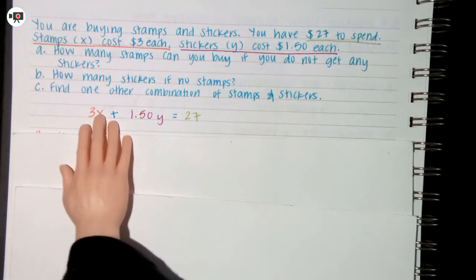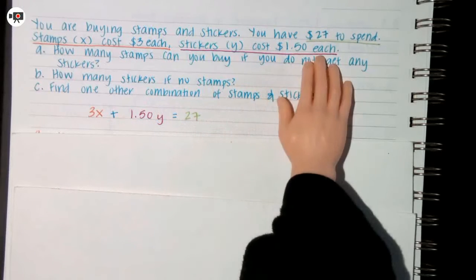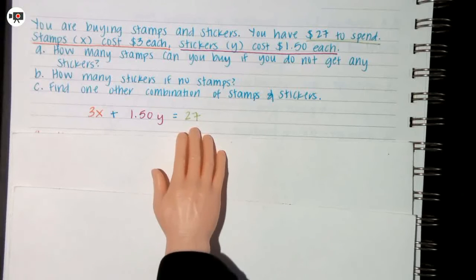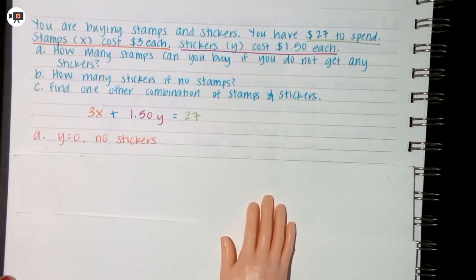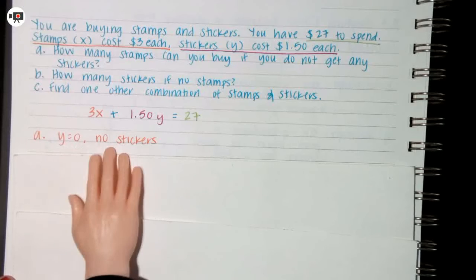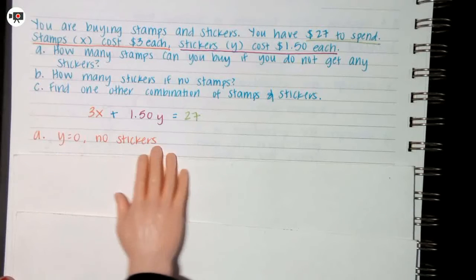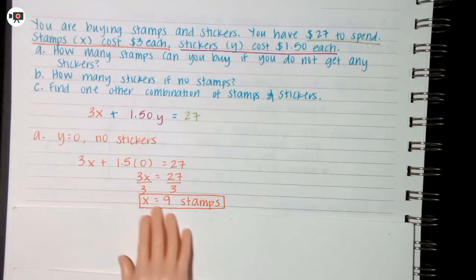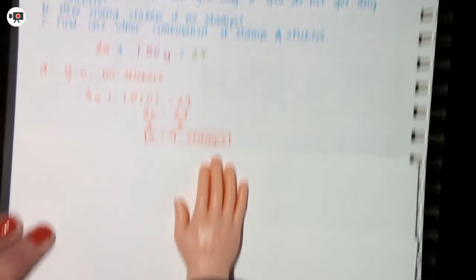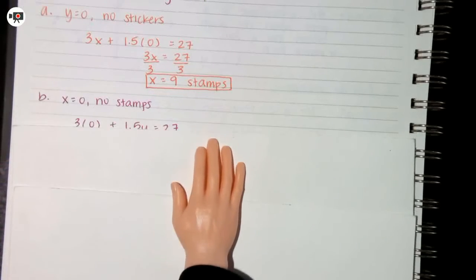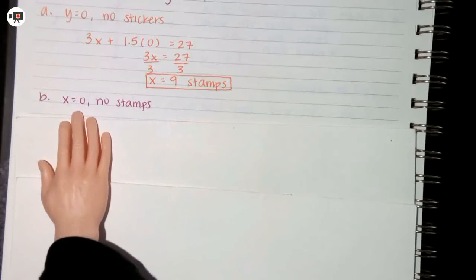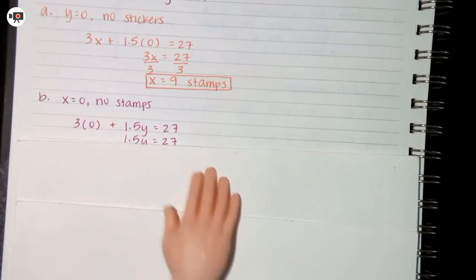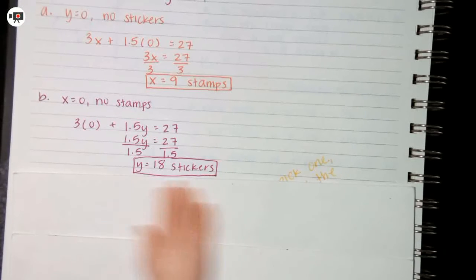3 each, so 3 times x, $1.50 each is 1.50 times y, equals the total amount of money we can spend. So for part A, y is 0 because we do not have any stickers. So plug in 0 for y and solve for x to get 9 stamps. For B, x is 0 because we are not buying any stamps. So plug in 0 for x and solve for y to get 18 stickers.